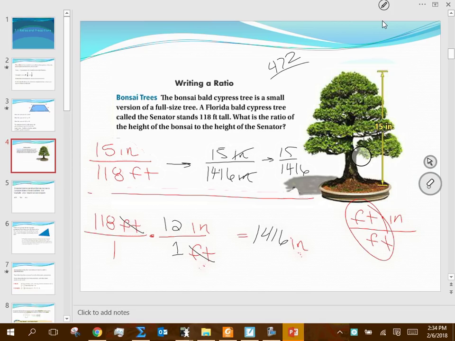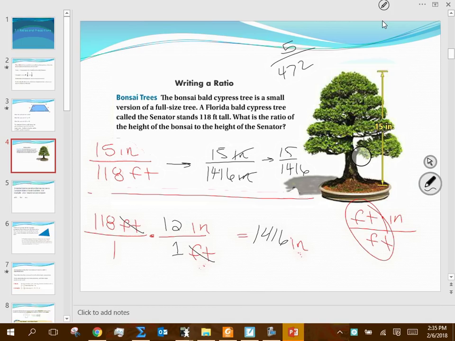Oh, one second, on the bottom, 472. Divide that by 3. Divide that by 3. And 5 on top. So that is the ratio there. Okay, that's the comparison of the bonsai tree to the bald cypress tree. Now, why is that useful?